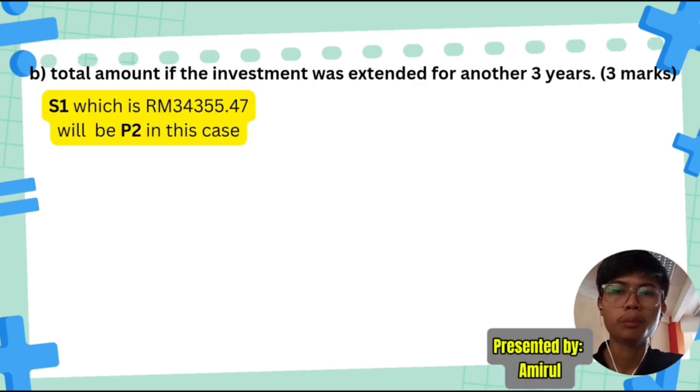We move to question B, the total amount if the investment is extended for another 3 years. In this case, S1, which is 34,355.47, was the P2 in this case.